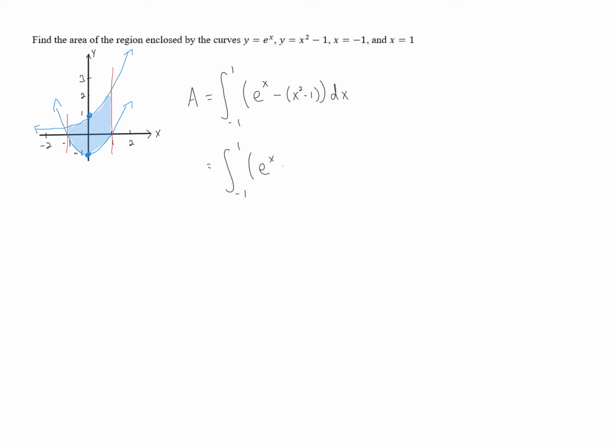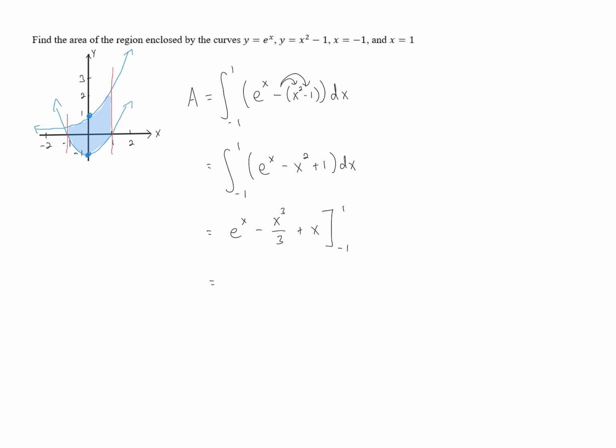Now, inside those parentheses, we can distribute the subtraction. This is going to be e to the x minus x squared and then plus 1, distributing that negative sign. And now we can go ahead and integrate. The integral of e to the x is e to the x, and then minus the next term will give us x cubed over 3, and then plus x, evaluated at -1 and 1.